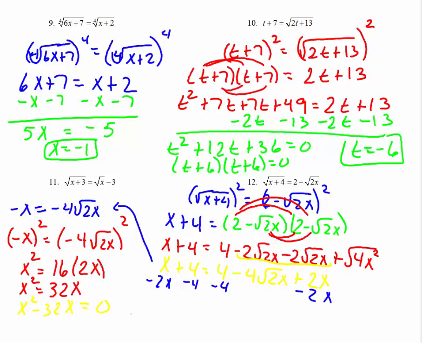I'll then need to factor, so I'll pull out an x, and I'm left with x minus 32 equaling 0. So I do need to set each of those factors equal to 0. So either x is going to equal 0 or x is going to equal 32. I have both answers, and I do need to check both of them. Once you check both of them, you'll see that x equaling 32 does not work, but x equaling 0 does. So our answer for that one is x equaling 0.